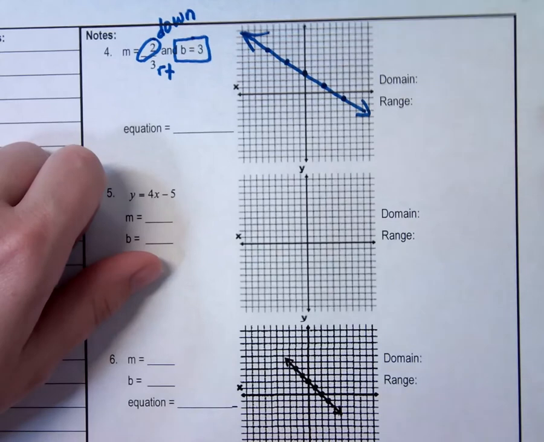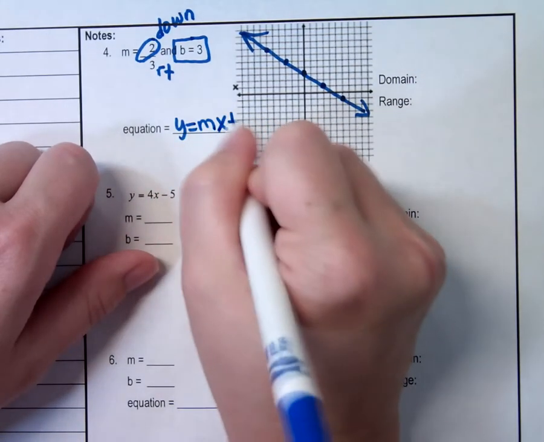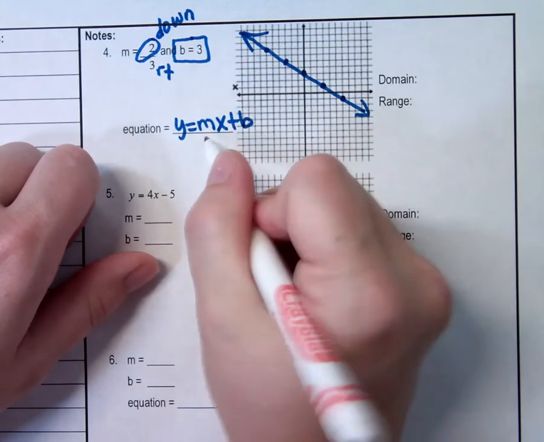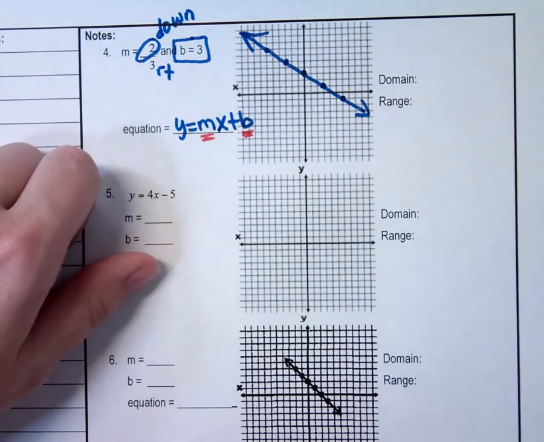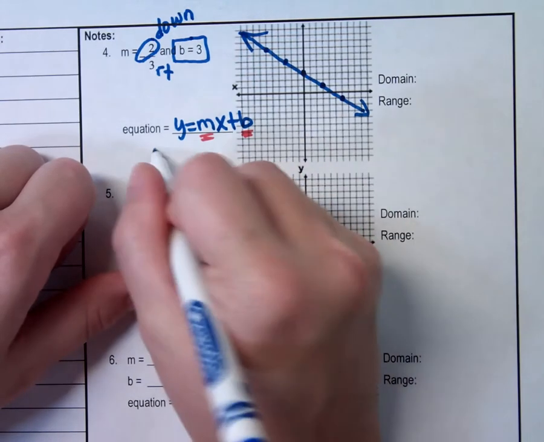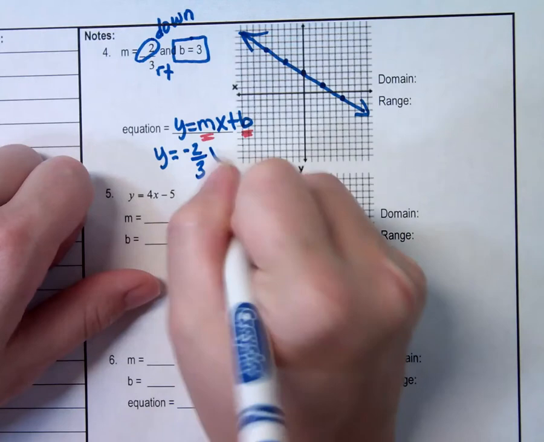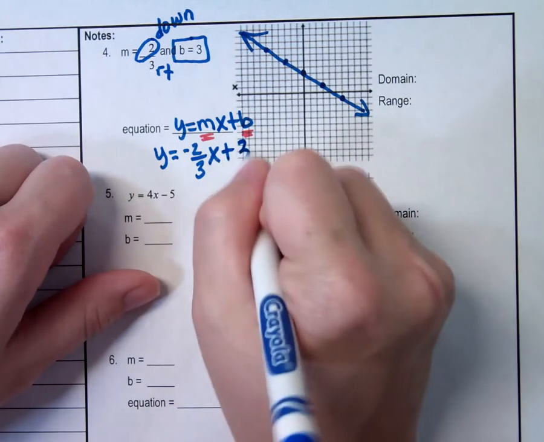Okay, so now I can write my equation. Remember, to write an equation in slope-intercept form, we only have to know the slope and y-intercept. Do we know both of those things right now? Sure we do. So what would the equation look like? y equals negative 2/3 x plus 3.